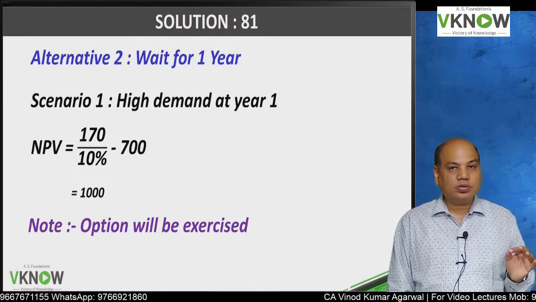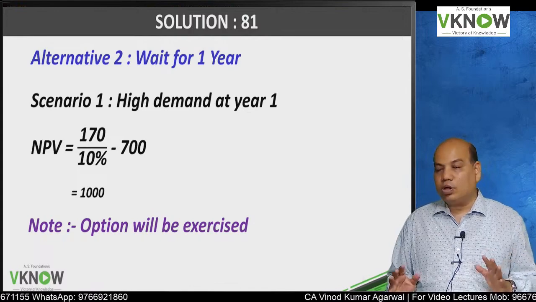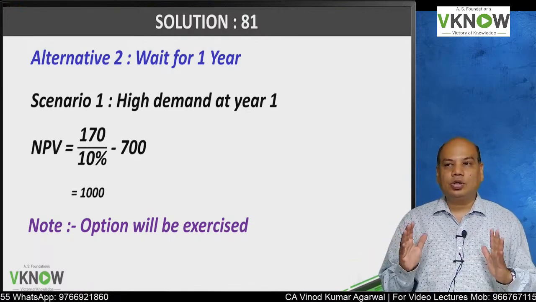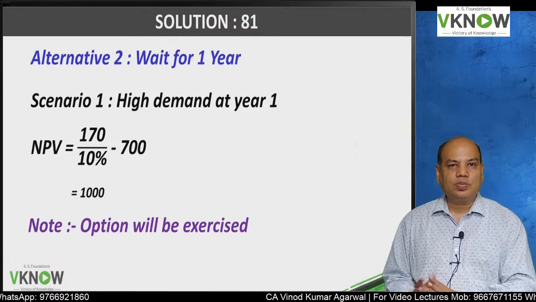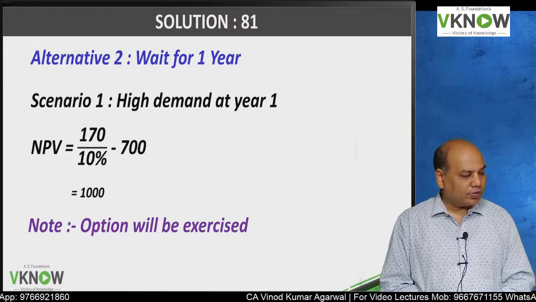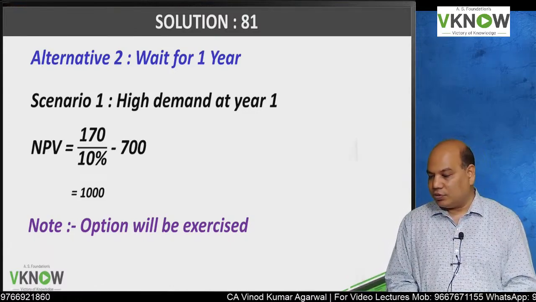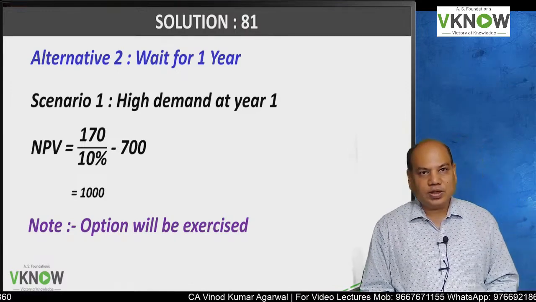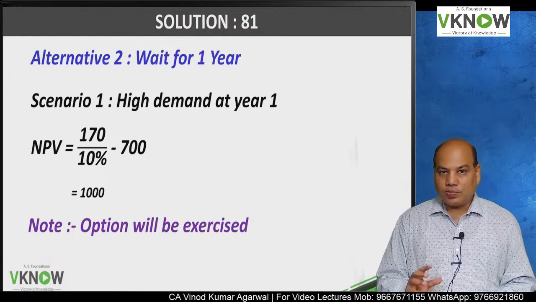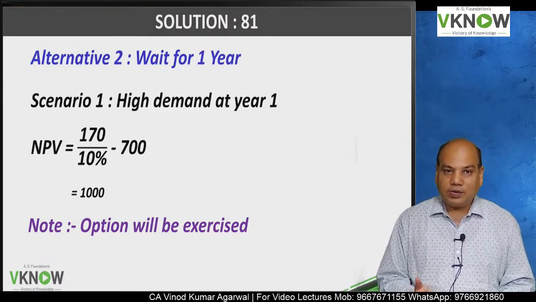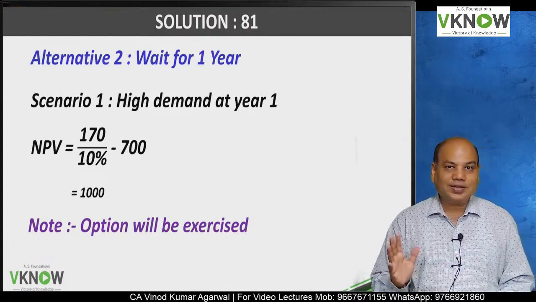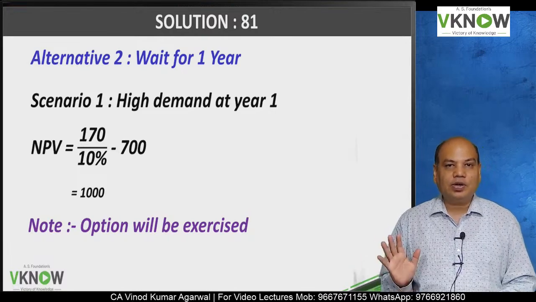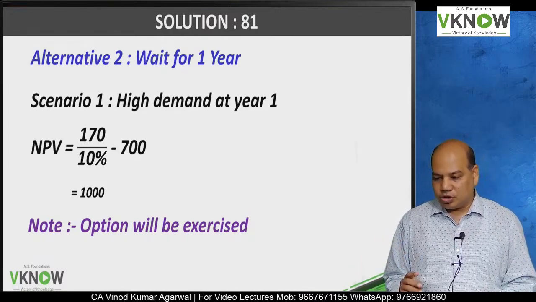Answer is 1000, which means the NPV is positive. Option to postpone will be exercised. Just to keep in mind, if you get negative NPV, you will not exercise the option and the value of the option will become 0.